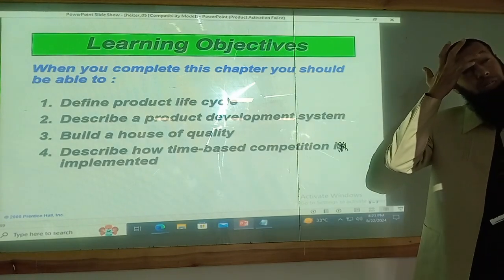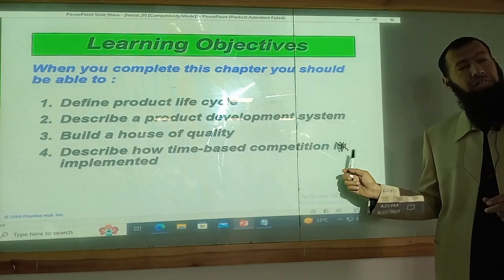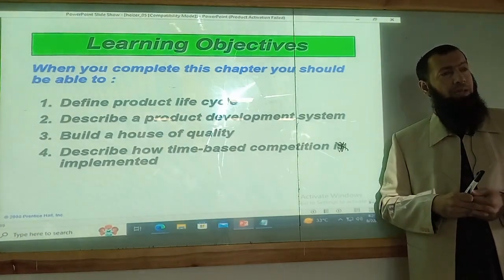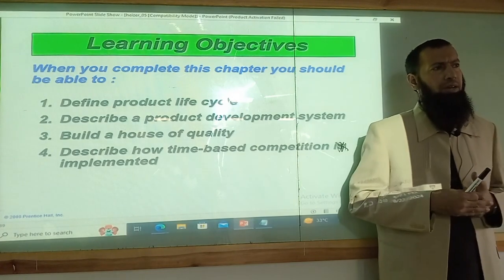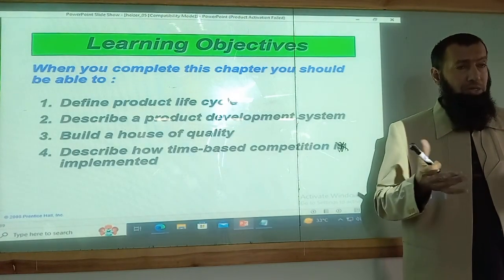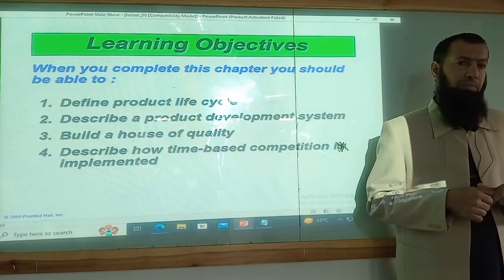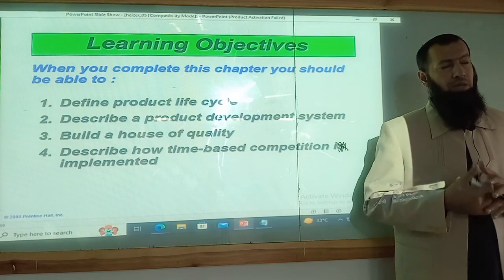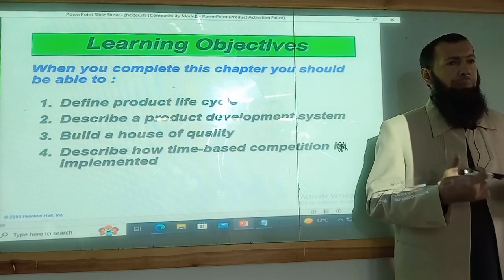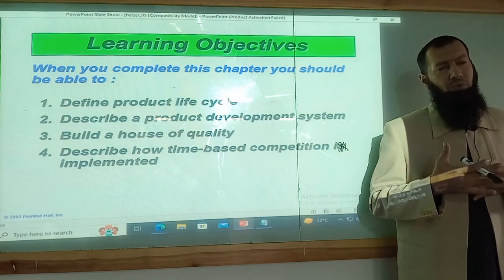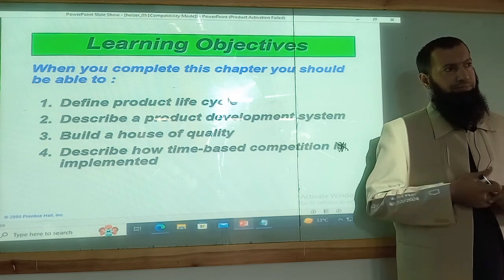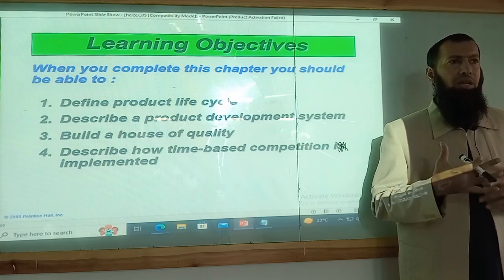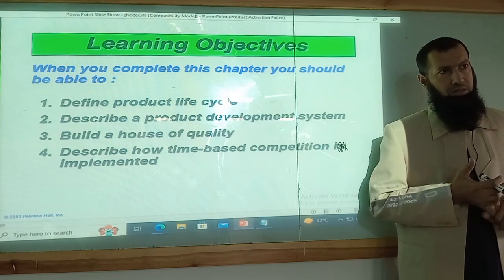So time-based competition is being discussed in this chapter. It's very, very important. There is no concept of time-based competition over here in our society. But it is very, very important, because time-based competition does not give you much time. You have to be very responsive. The market is very, very tough. If you are late, then you are out of the market. You cannot launch your product late. You have to be very quick, very quick.